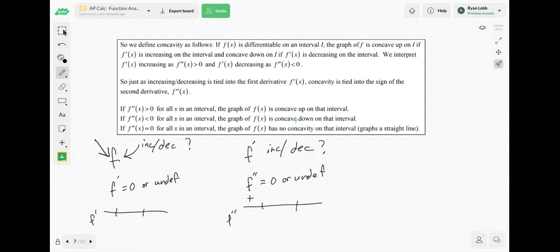So like I said, you could pause this and read through this. Really concentrate down here. This is the definition of what we want to do when we're finding where a function f is concave up or down, and the justifications. So give that a pause. I'm going to jump over to the next screen.